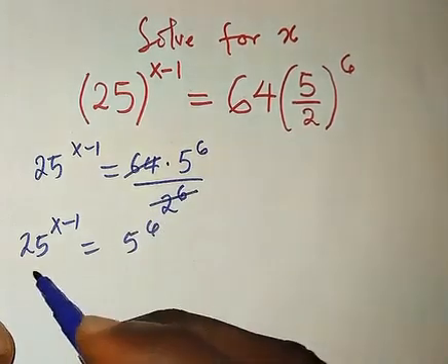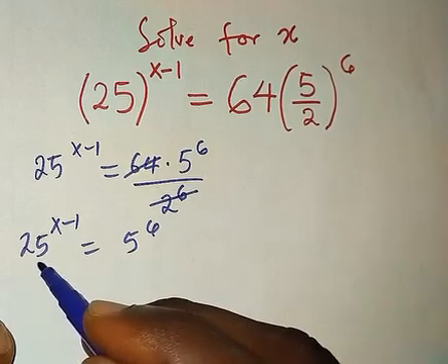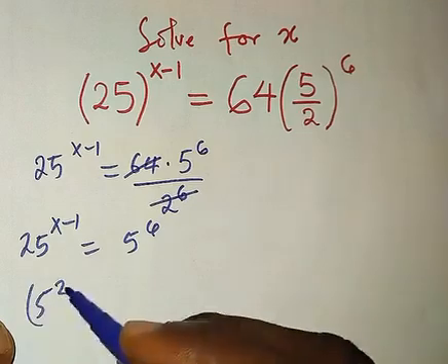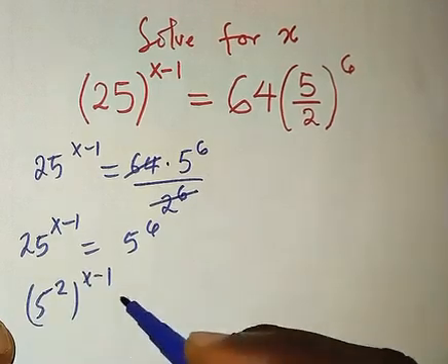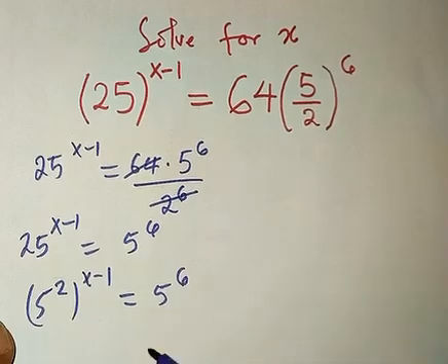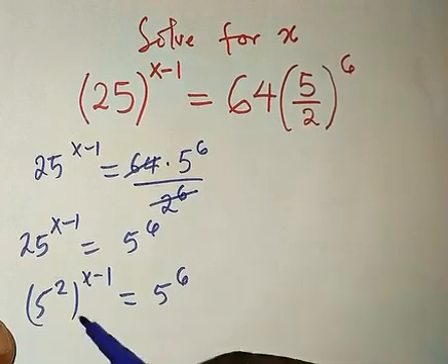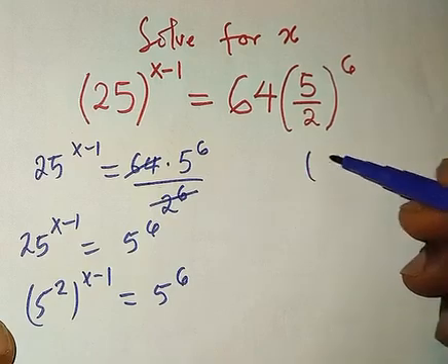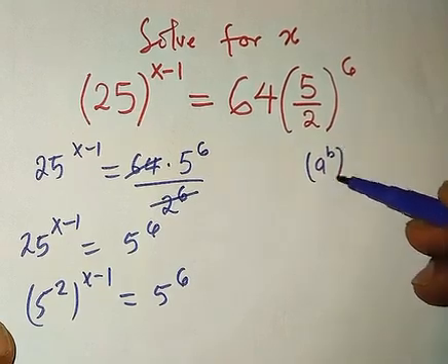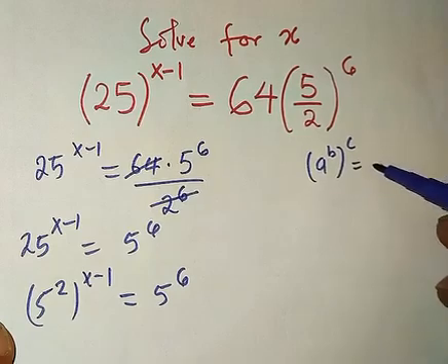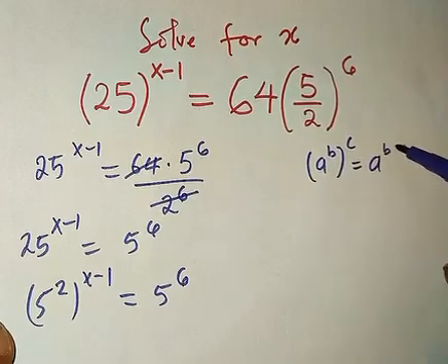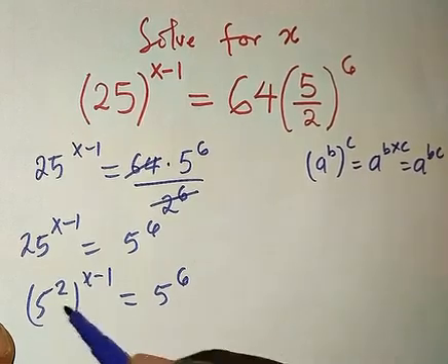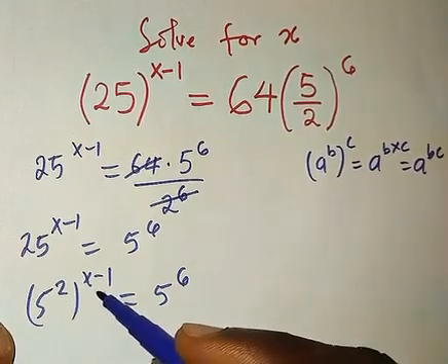So now from there, we rewrite this 25 in index form as 5 to the power 2, then to the power x minus 1 equals 5 to the power 6. Now the next thing we're going to do, from the law of indices, the law that says a to the power b, then to the power c, is a to the power b times c, which is a to the power bc. So we're going to apply it here. This power will multiply the power outside the parentheses.